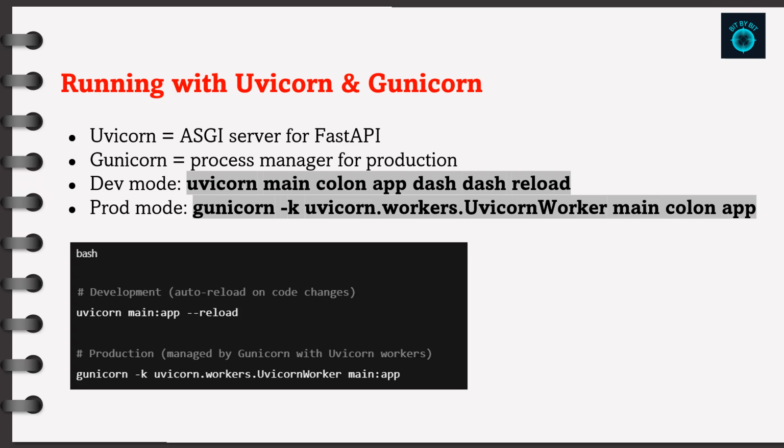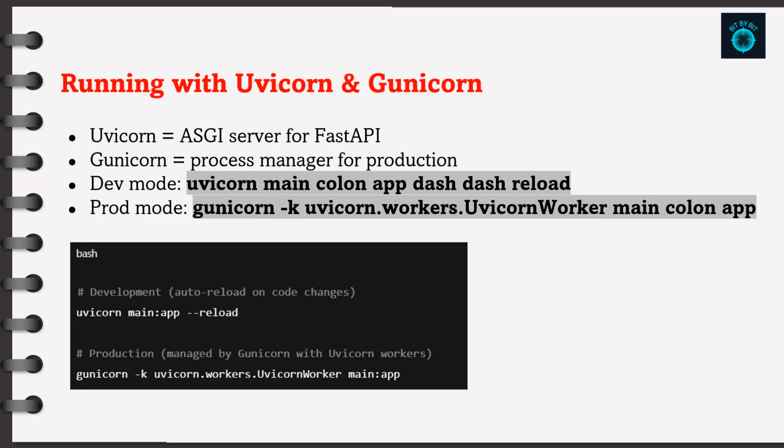We can combine Gunicorn with Uvicorn workers. That way, Gunicorn manages the processes, while Uvicorn handles the async FastAPI requests. A common production command looks like this: gunicorn -k uvicorn.workers.UvicornWorker main:app. This setup allows multiple worker processes, giving better performance and stability for real-world deployments.